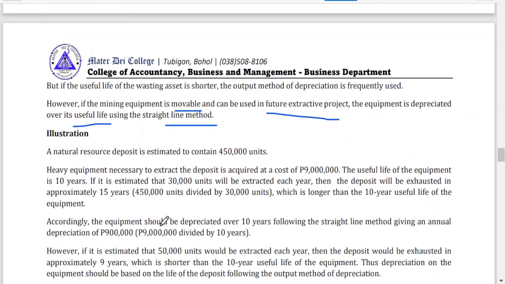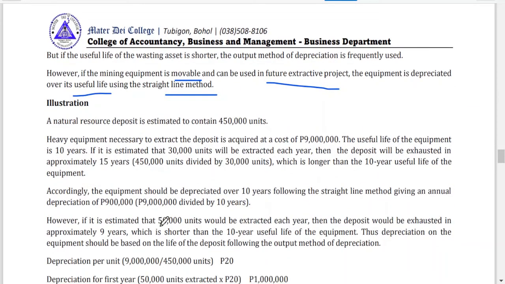Example, a natural resource deposit is estimated to contain 450,000 units. Heavy equipment necessary to extract the deposit is acquired at a cost of 9 million. The useful life of the equipment is 10 years. If it is estimated that 30,000 units will be extracted each year, then the deposit will be exhausted in approximately 15 years. Why 15 years?